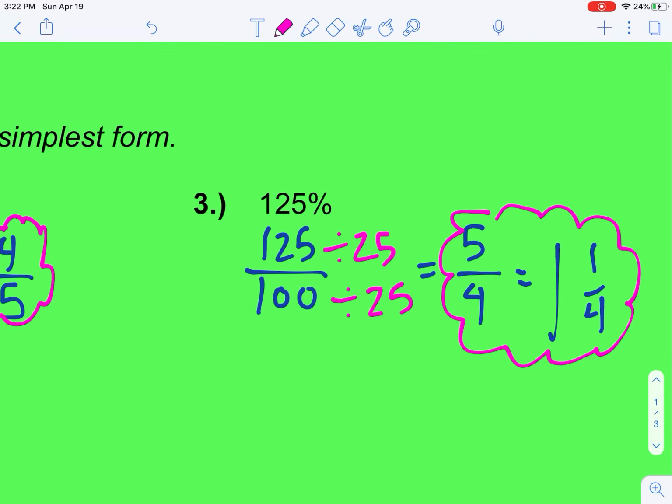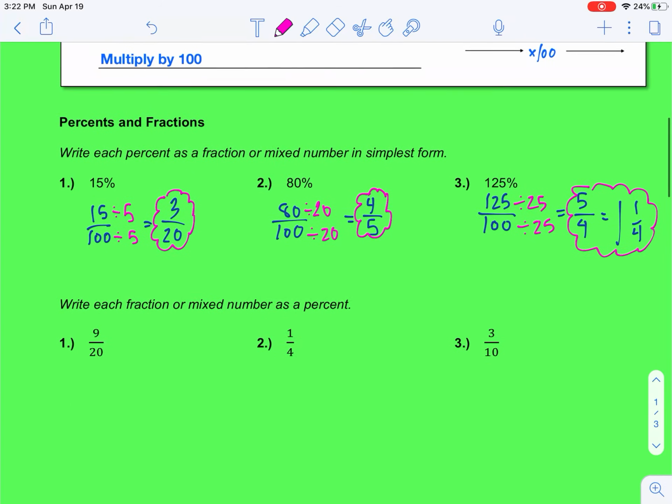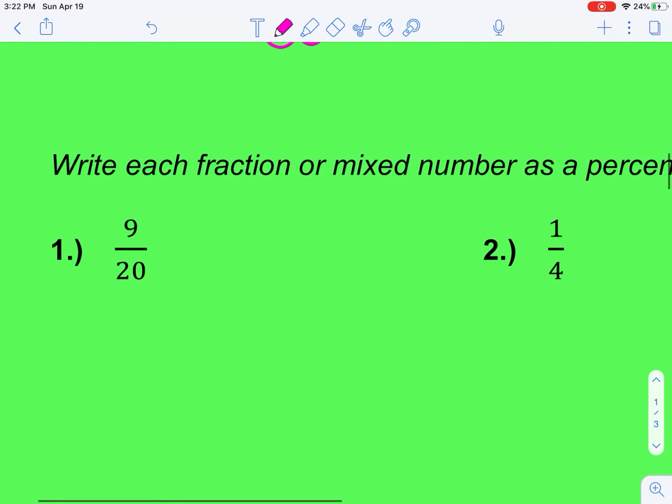Either of those would be really, really great answers, and I would accept either of those. Okay. Now tomorrow we're going to talk a little bit about how to do percents and decimals, and that's actually going to help us with our next one as well. However, I want to show you that you actually already have the information to be able to do these next problems. It says writing fractions or mixed numbers as a percent. So now I have a fraction I want to turn into a percent.